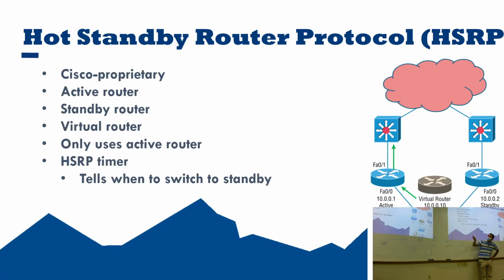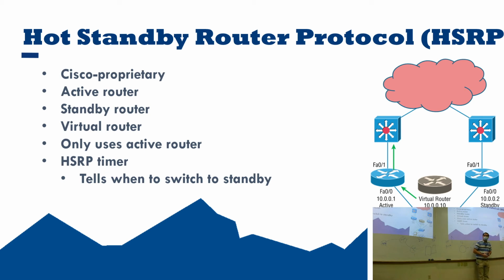Of course, we have Hot Standby Router Protocol, a Cisco proprietary protocol. Come across a lot of those, of course. And they use the terms active and standby router. So the active router is the one getting all of the different requests sent to it. And there's going to be a timer, called the HSRP timer. If the timer goes off and it's not able to reach the active router, it's going to go to the standby router. And you can have up to 7 standby routers for every active router.